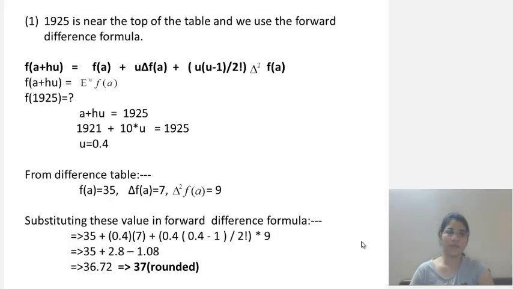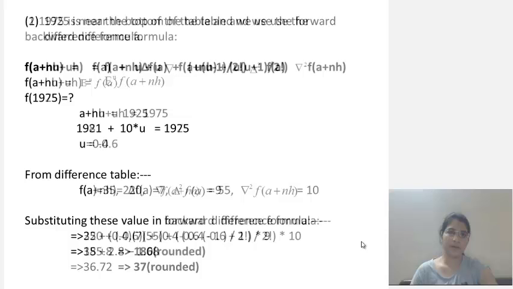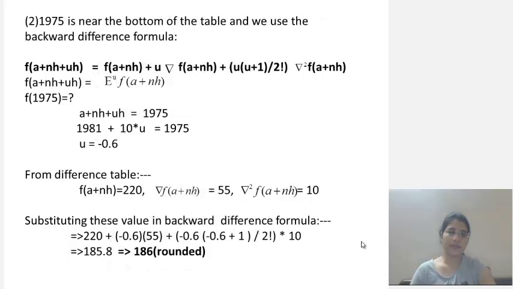The forward difference formula can be given by f of a plus hu equal to f of a plus u into delta f of a plus u into u minus 1 upon factorial 2 into delta square f of a. We know that f of a plus hu equal to E to the power u, E is the shift operator, into f of a. Now u can be calculated from a plus hu equal to 1925. 1925 is the year for which we have to calculate the population. Here a equal to 1921 and h is the class interval which is 10. So we have u equal to 0.4. From the difference table, f of a equal to 35, delta f of a equal to 7, delta square f of a equal to 9. Substituting these values in the forward difference formula, we will get 37 as the population in the year 1925.